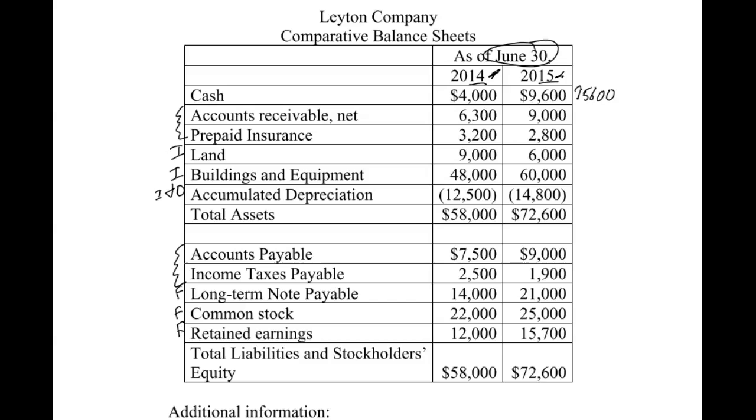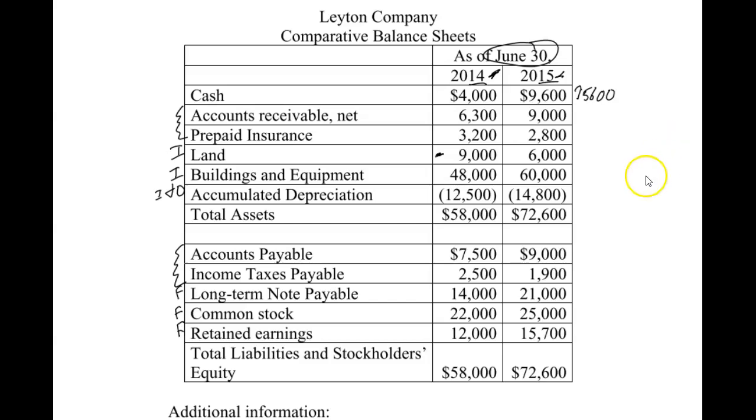But I always try to get my bearings as I start a problem. I'm also always looking, for example, at land right here. Land went down by 3,000. So we could have bought some land, but at a minimum we had to sell some land. All right, buildings and equipment went up, so clearly we had to buy some. I'm always looking for things like that. Long-term note payable went up. Did we borrow more money? What happened there? Common stock went up. Did we issue more stock? And so forth. All right, and then we've got some additional information down here.